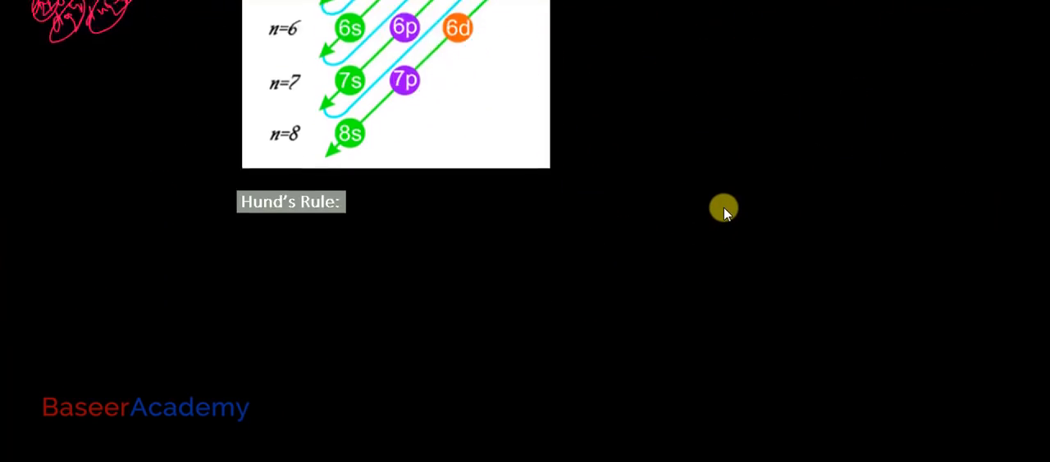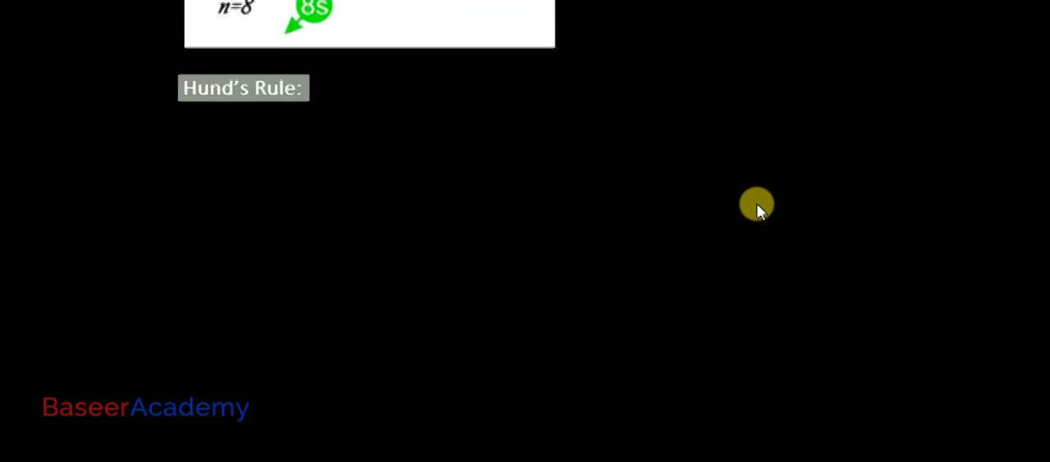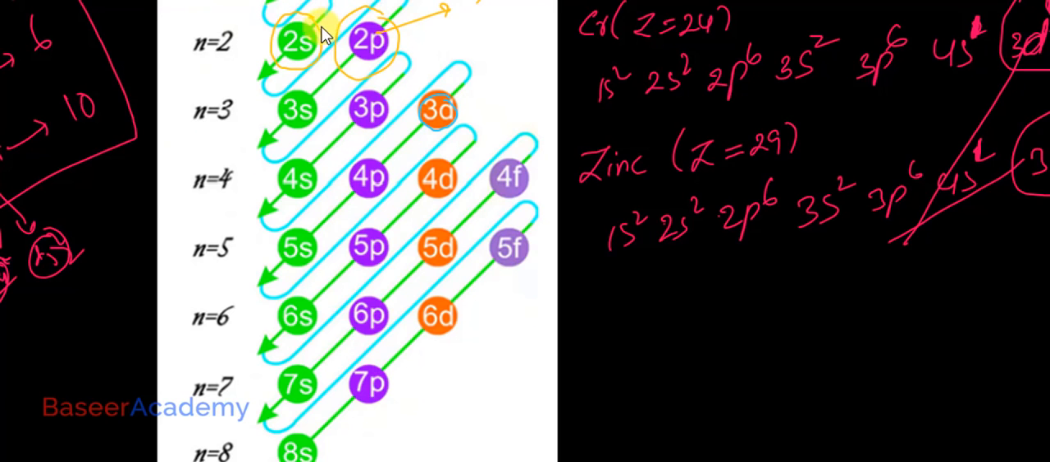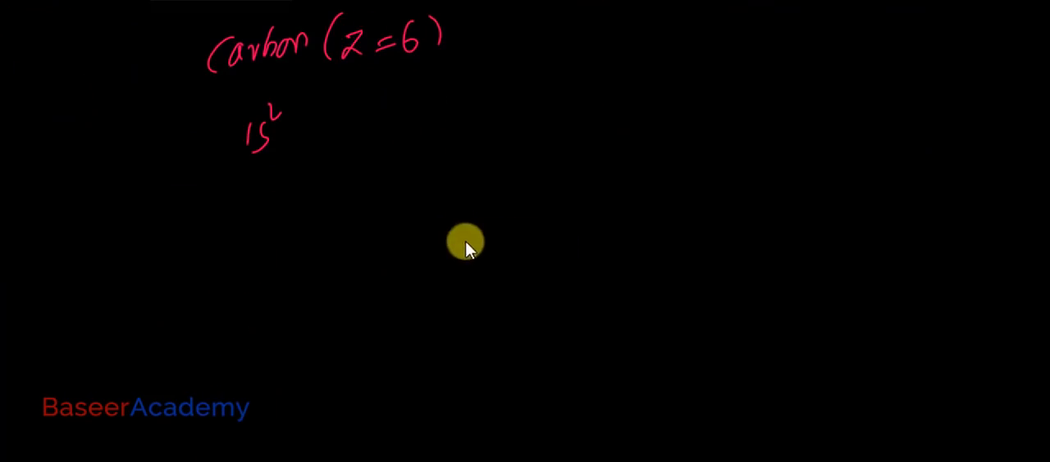Lastly, we will go through Hund's rule. Hund's rule is not at all difficult. See, let us consider carbon. Atomic number of carbon is 6, which means it has 6 electrons. The first 2 electrons will go into 1s orbital. After that, 2 electrons will go into 2s orbital. After 2s, the rest of the electrons will go into 2p orbital, right? The remaining 2 electrons go into 2p orbital.